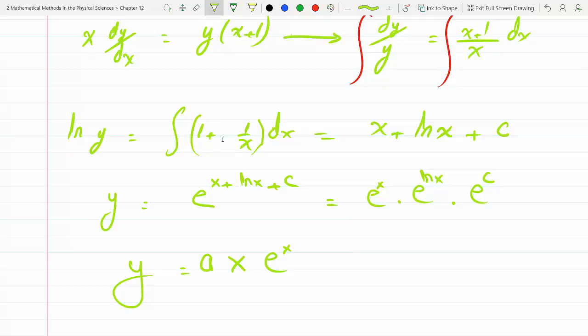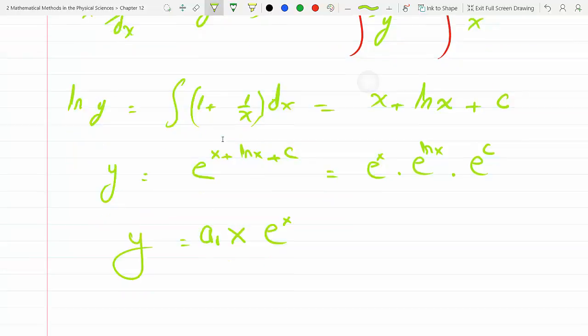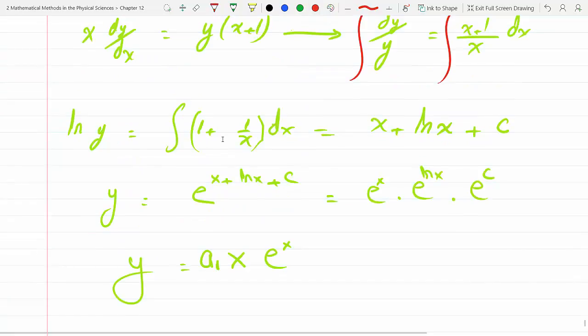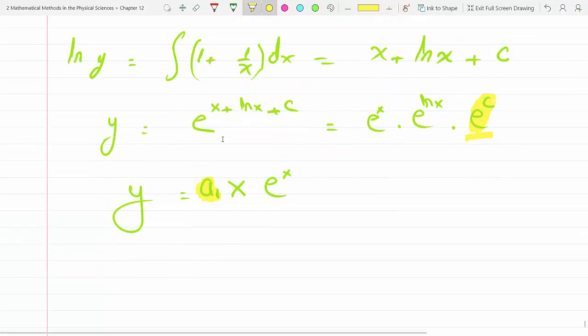So I would get here e to the ln x is just x, e to the x, and e to the c is a1. This is exactly what I was talking about when I said my constant of integration in the solution of the first order differential equation is the missing a1 that I either need boundary conditions or initial conditions to solve for. So this guy here is my a1. It's e to the c that I don't know, that I expressed everything with respect to.